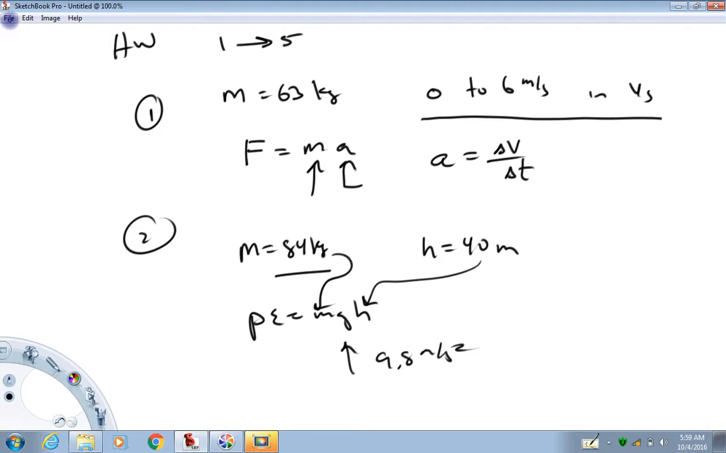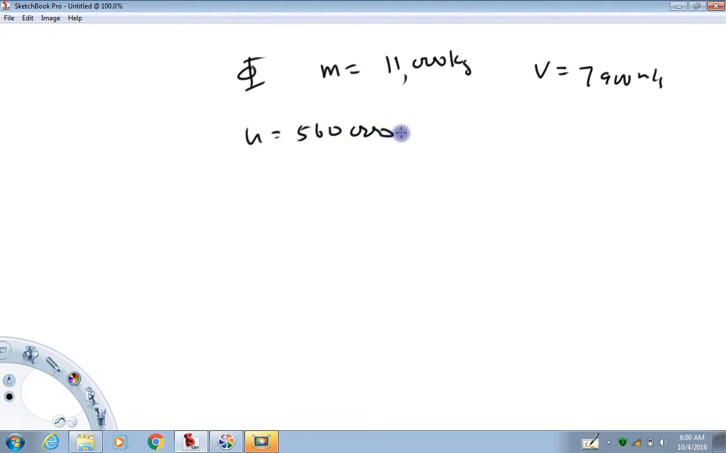All right, number 3. It says, as it orbits the Earth, an 11,000 kilogram Hubble telescope travels at 7,900 meters per second, and it's 560,000 meters above the surface of the Earth. So they're talking about some sort of satellite. A mass is given, mine says 11,000 kilograms, yours probably says the same thing, I'm guessing. But a speed is given, 7,900 meters per second, and a height is given, 560,000 meters. So again, this problem is really just kind of calculations.